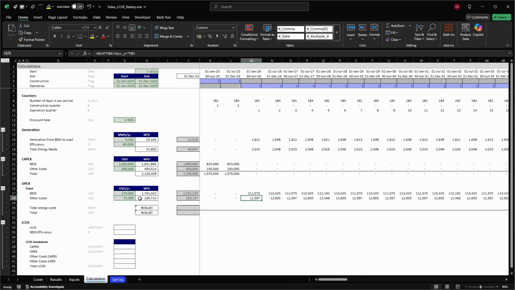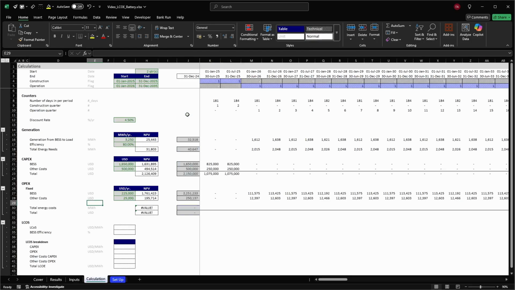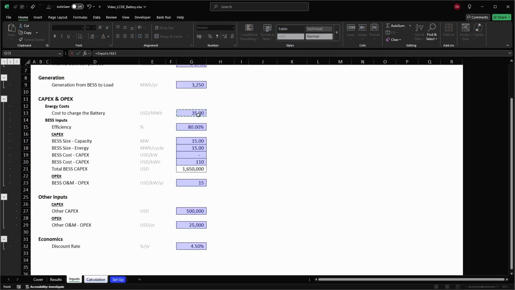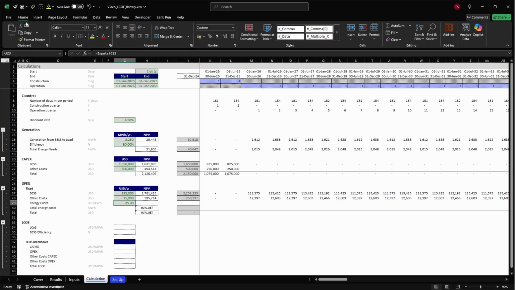Okay, so what is going to be our total energy cost? That's the important factor, right? So how to calculate our energy cost, because that's an opex, right? And if you remember correctly, we have a cost for the energy here. So what I'm going to do here, I'm going to say energy costs. That's going to be USD per kilowatt hour. I just want to copy and paste the style, and that's going to be equal to the $35 per megawatt hour. So that's correct. Let me just set it with a comma like this.